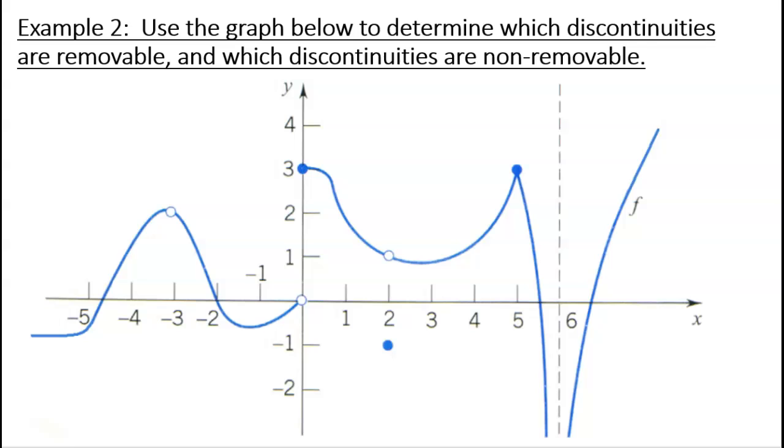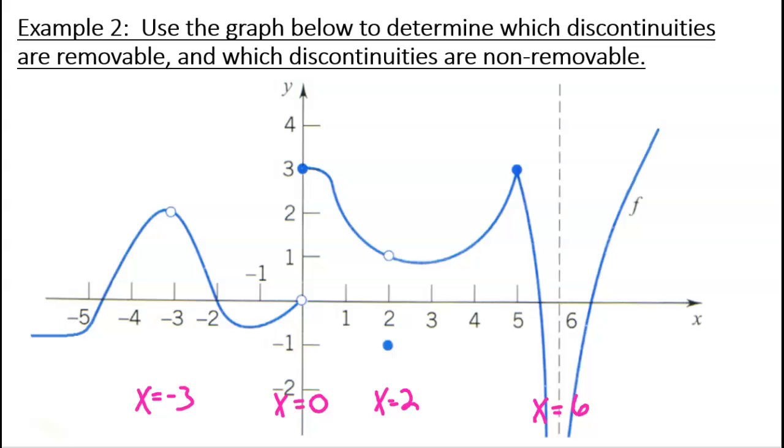So, we have a discontinuity here at x equals -3, right? Because we have a hole right there. We have another discontinuity right here at x equals 0 because there's a jump. We have another discontinuity here at x equals 2, and it's a hole with a dot below it. And we have another discontinuity here at x equals 6 because we have a vertical asymptote.